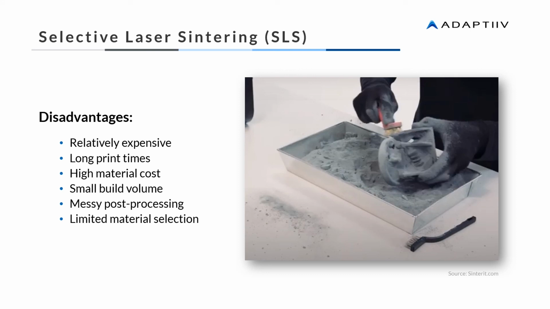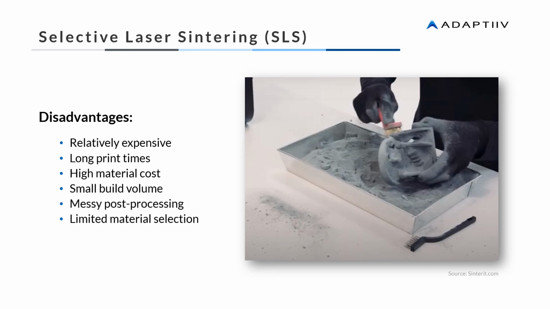Disadvantages of SLS printing are that it's relatively expensive, although it's becoming more accessible as new companies invest in the technology. With printing accuracy comes slow print times, this being the slowest of any of the technologies that we've discussed already in our education series. The cost of material is high.